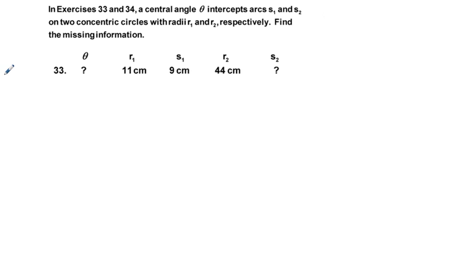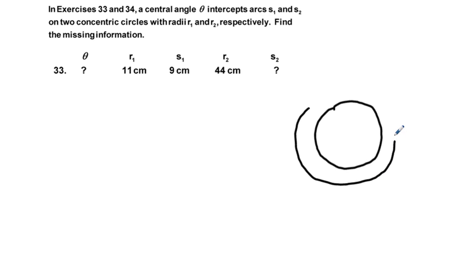Problem 33. Now this is a different little set, central angle exercises 33 and 34. Central angle theta intercepts arcs S sub 1 and S sub 2 on two concentric circles with radii R sub 1 and R sub 2 respectively. Find the missing information. What I'm going to draw now is two concentric circles. I'll draw this first one, which is my inside circle, and then our outside circle.